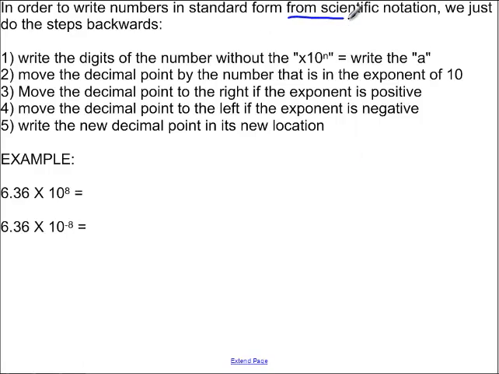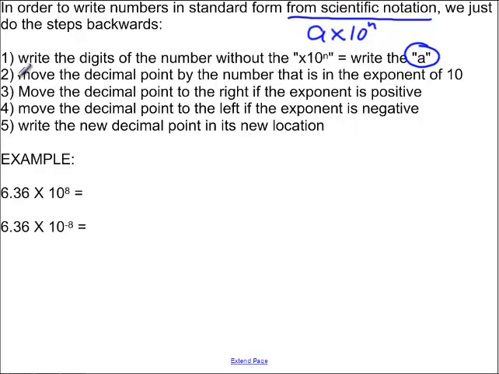So we'll be given a number in scientific notation. How do we write that in standard form? Step number 1 is write the digits of the number without the times 10 to the nth power. In other words, write the a, because in scientific notation we have a times 10 to the nth power. So the first step is write down just the a.